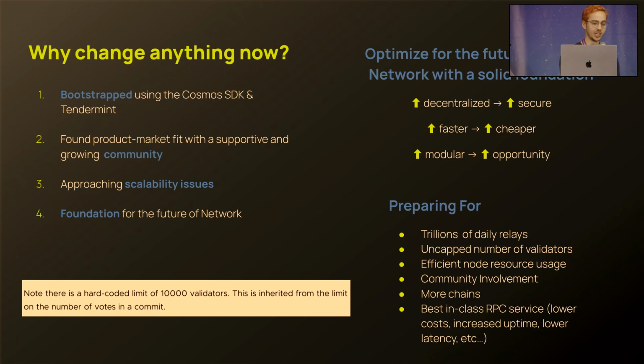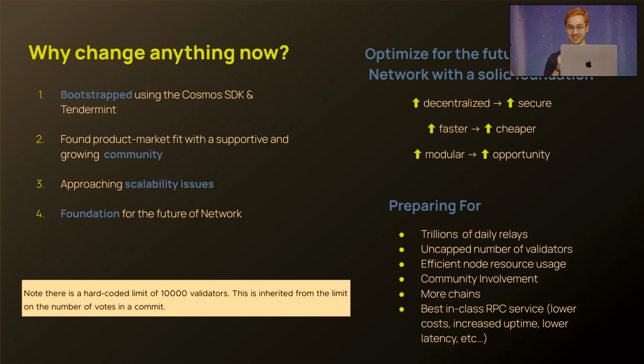So why should we be changing anything now? Well, Cosmos SDK and Tendermint was a great way for us to get bootstrapped when it was a small team with not a lot of runway and there was no product market fit. We really had to learn, what are we building, why are we building it, and how do we build a community around it? And now that we've passed that stage and the team is much bigger and we have more runway, we're thinking ahead. We want to be able to support an uncapped number of validators, support trillions of relays a day, and not sacrifice any security or any decentralization while doing so, while still providing the fastest latency possible for applications.